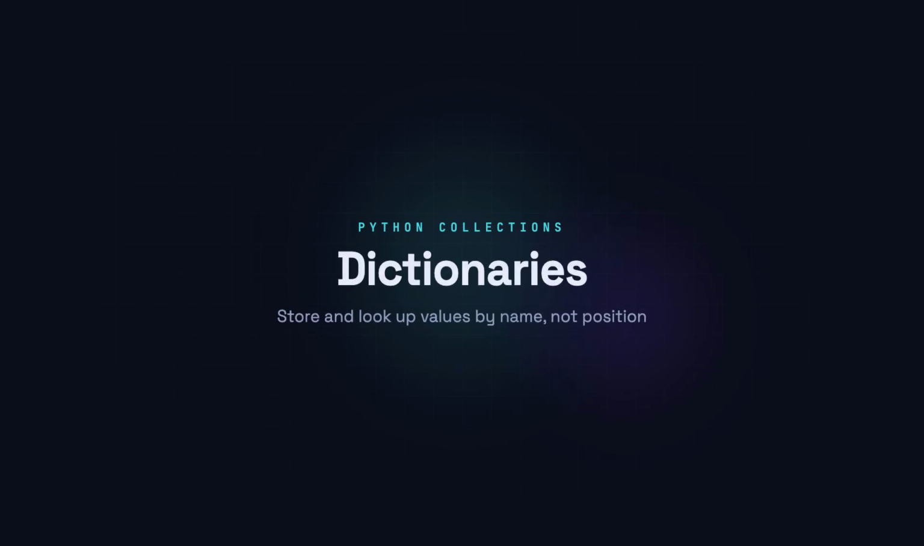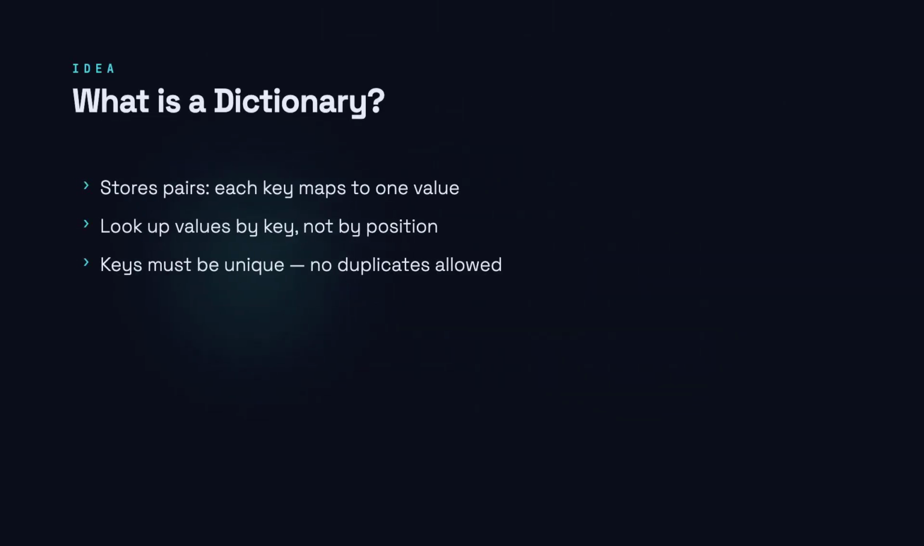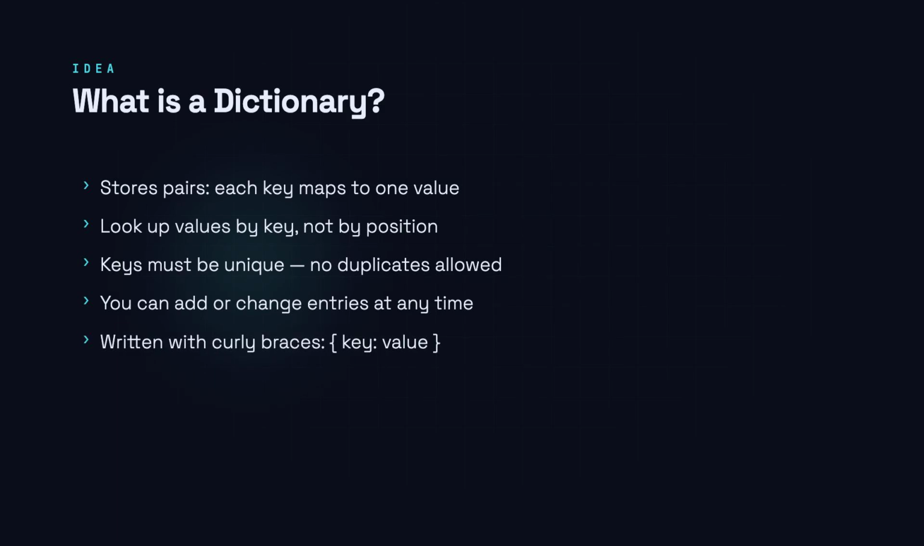In this video, we are looking at Python Dictionaries, a collection that lets you store information and find it instantly using a name called a key. A dictionary stores key-value pairs inside curly braces. Every key is unique, and you use that key, not a number, to find its value. Dictionaries are mutable, meaning you can change them after creation.